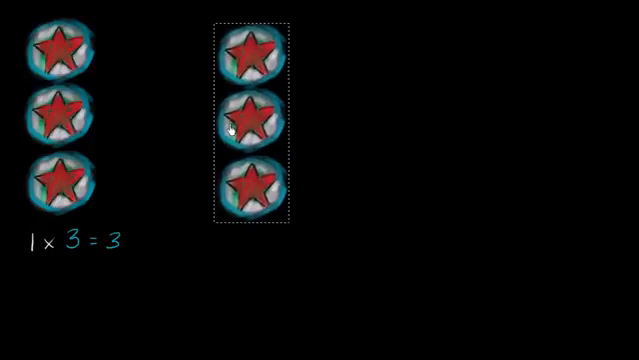Now let's make it a little bit more interesting. Let's say that I had 2 groups. Let's say that I had 2 groups of 3. So that's one group, and then here's a second group. Here's 2 groups of 3. So how many total star patches do I have now?